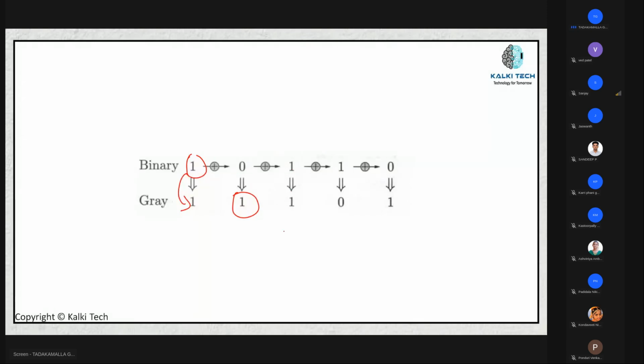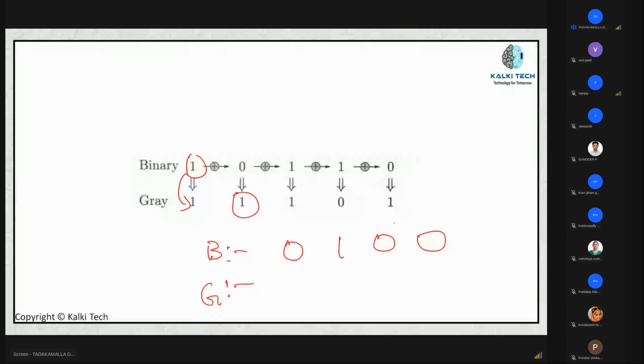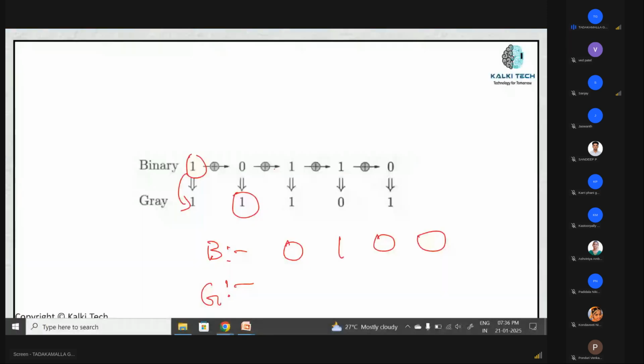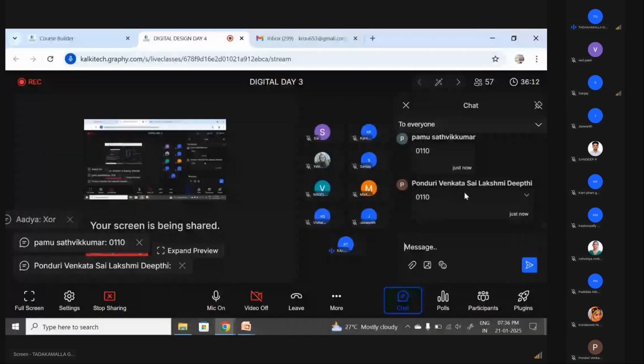Let's say we have 0100, this is our binary code. Then what is the gray code of 0100? This is XOR operation. I hope you are all aware of what is meant by XOR operation. If you're not aware, no worries, we will discuss it when we are discussing combinational logic.